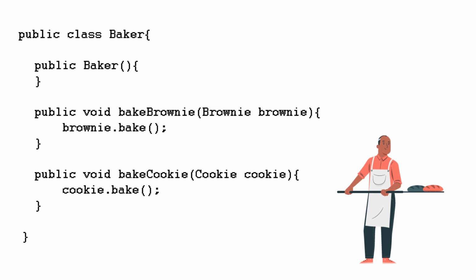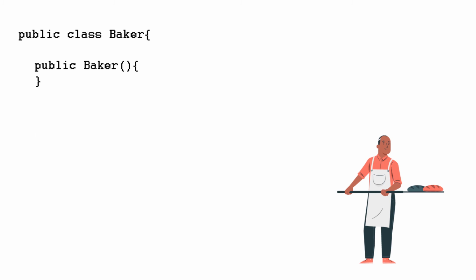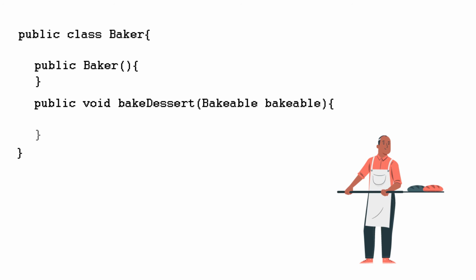Now let's go back to our baker class and make use of our new interface. We want to replace our bake cookie and bake brownie methods with a single new method called bake dessert that can take in any baked good and bake it. Java allows us to use our interface as a type, so we can define a method that takes in any instance of type bakeable. Since the bakeable interface has a bake method, we can call that method on our parameter. Then, when calling this method, we can pass in any class that implements the bakeable interface. Because we know that every class that implements bakeable will define a bake method, we have a guarantee that we can call the bake method on any bakeable instance.